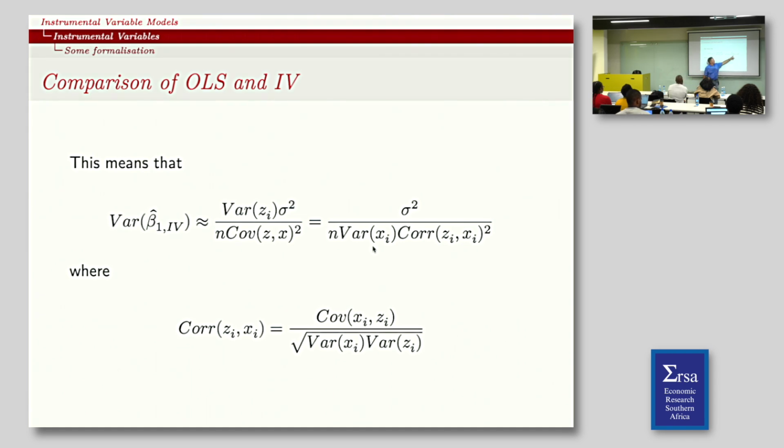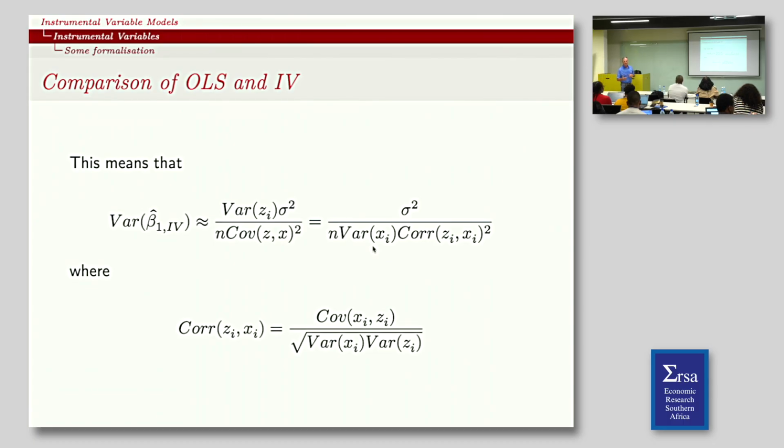And that correlation is down here in the denominator. Correlations are never greater than 1. They go from -1 to 1. They never exceed that value. So we are always dividing here by a number that's less than 1, right? And it's squared, so it doesn't matter if it's negative. So the variance in IV is always, not just sometimes, always greater than the variance in ordinary least squares.